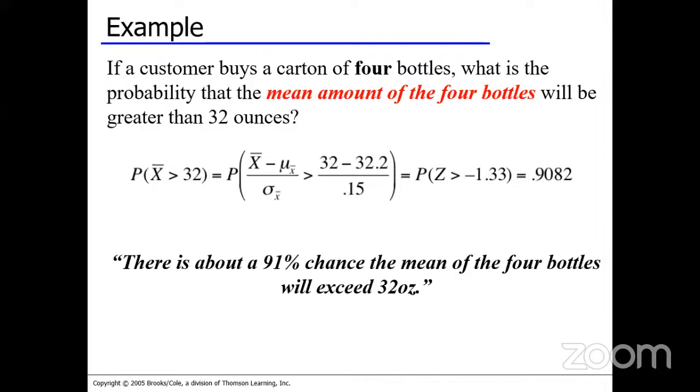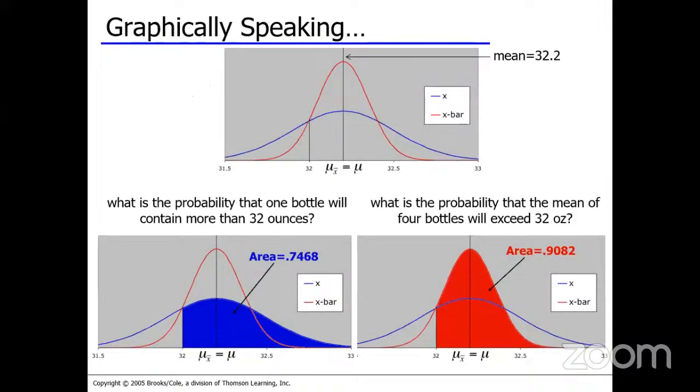What happens when we are doing a sampling case and we increase the sample size? Now, look at this part. In the case when one bottle was taken, the area was 24.68%, and when we take 4 bottles into consideration, the area is around 91%, right?